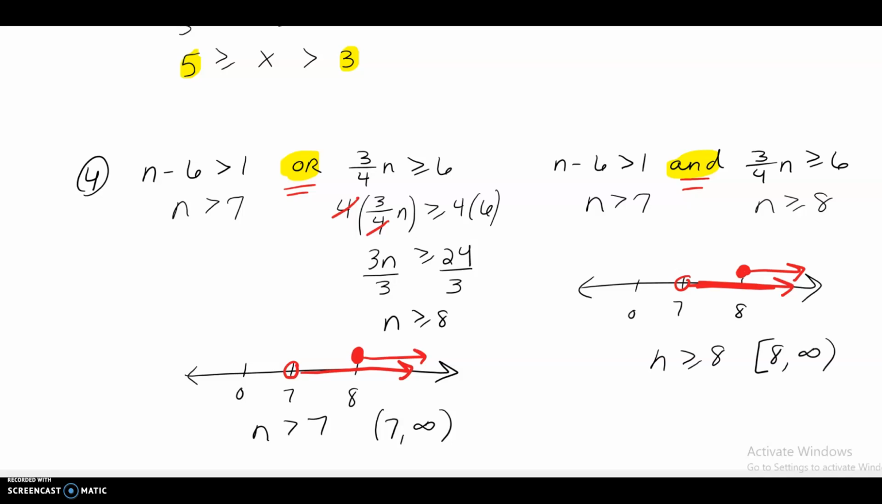So with inequalities, you have to be very mindful, especially when you're working with a compound inequality, of whether it's an or an and, because you can see here how the solution can be different just because of the change in the or and the and.